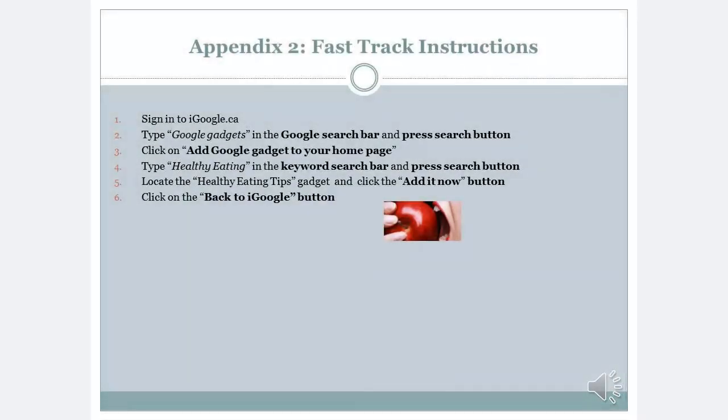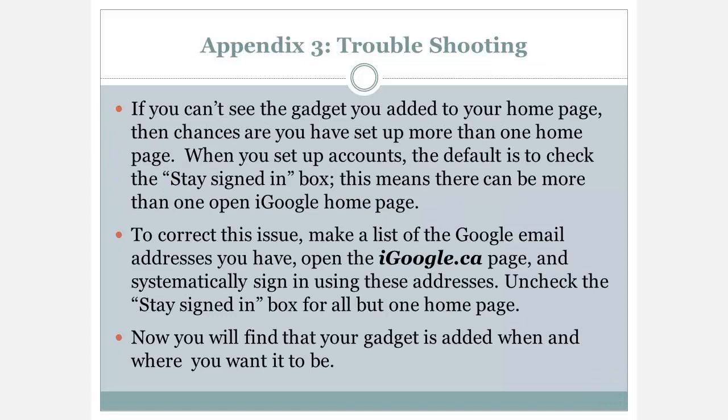Appendix 2 provides fast-track instructions for people that prefer a more intuitive approach to computing. Lastly, Appendix 3 offers some assistance in the remote chance that your efforts to complete the embedding process go awry.